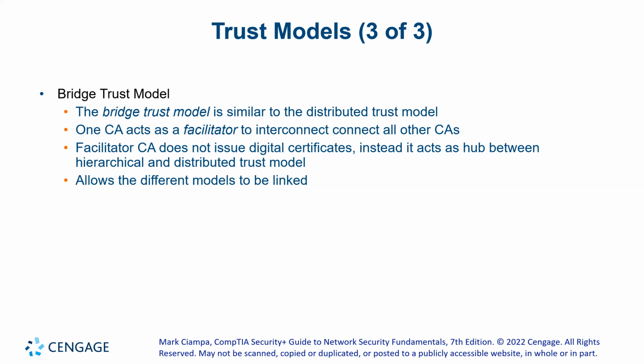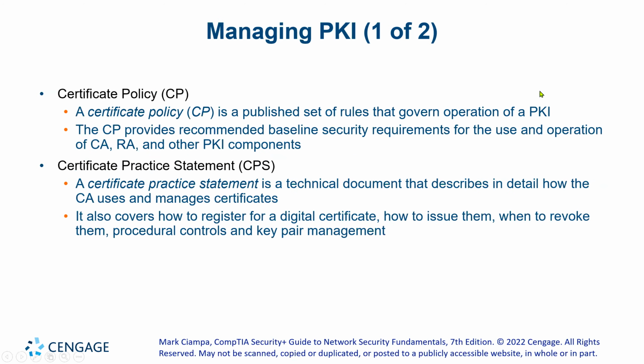Then bridge trust model. The bridge trust model is similar to the distributed trust model. One CA acts as a facilitator to interconnect all other CAs. Facilitator CA does not issue digital certificates. Instead, it acts as a hub between hierarchical and distributed trust model. Allows different models to be linked. So basically the whole point of bridge trust model is to bridge between two different models.